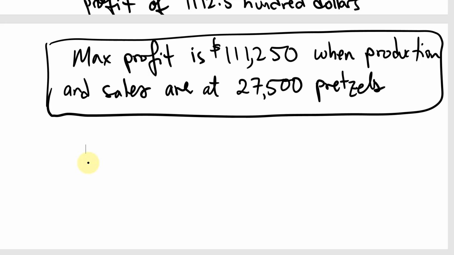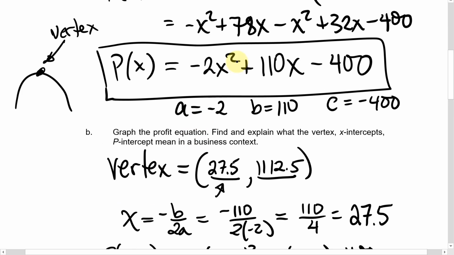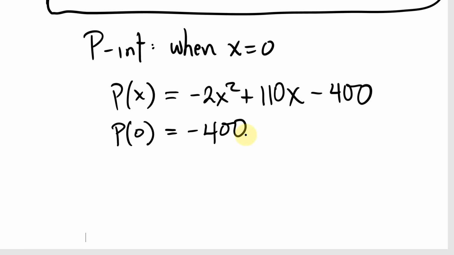So let's do the P-intercept. The P-intercept happens when x is 0, and that's an easy one. It's the profit you make when you have 0 production and 0 sales. When you plug in 0 for the x, you get the P-intercept. And now the profit function that I'm working with is this guy right here. So when you plug in 0, of course, you get negative 400. So that's the P-intercept. What does it mean in a business context? It's the profit when the production level is at 0.